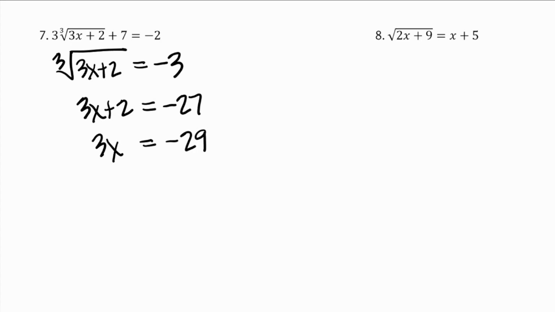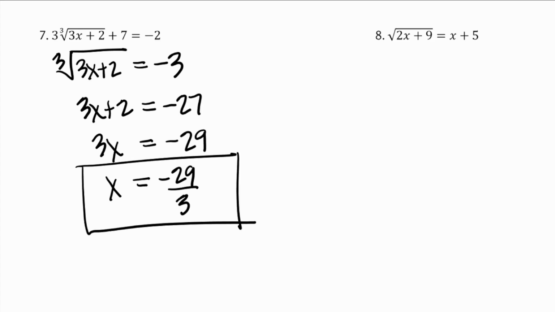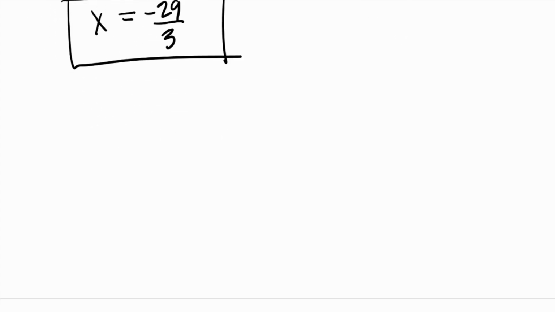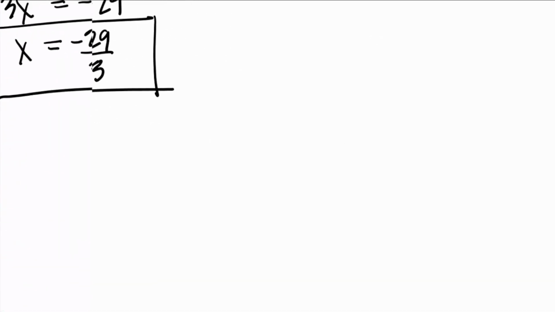Subtract 2, divide by 3, and I'm going to say, okay, I just cubed both sides of that equation, so that's fine. I don't have to worry about extraneous solutions. X equals -29/3. That's going to be my answer. I'm ready to move on. So on this last one, I think, yeah, that's the last one.